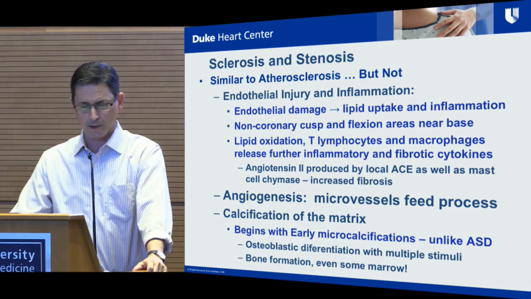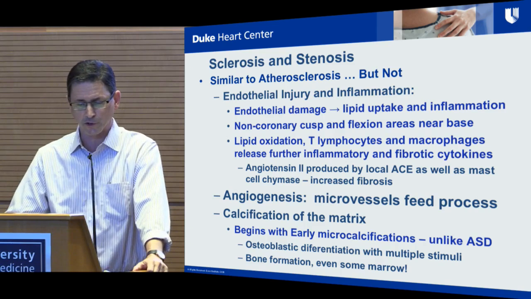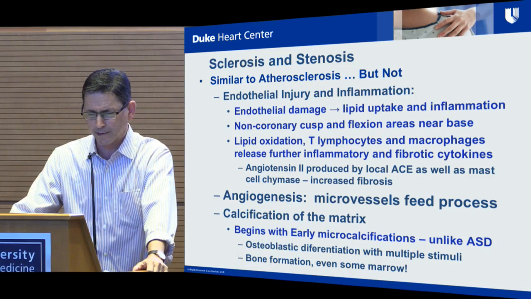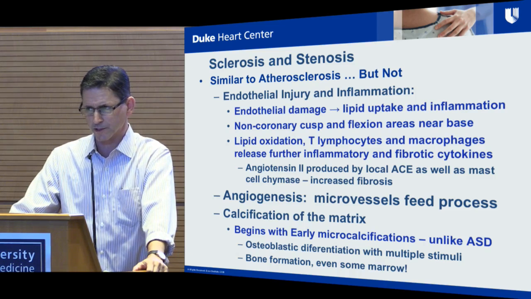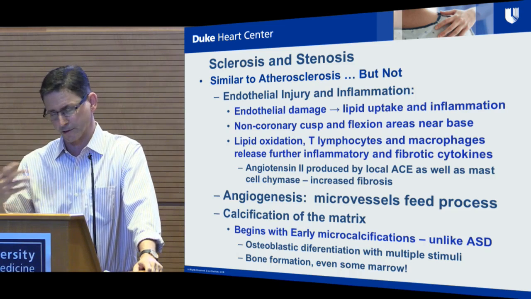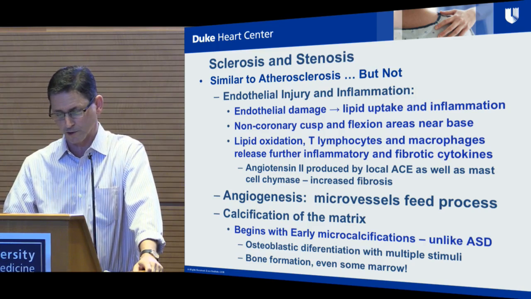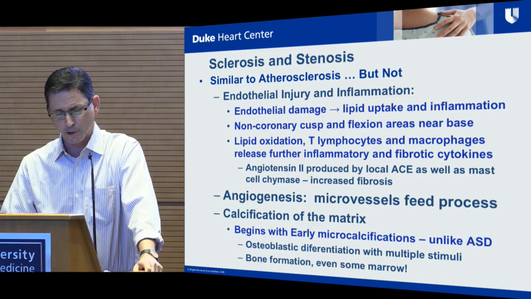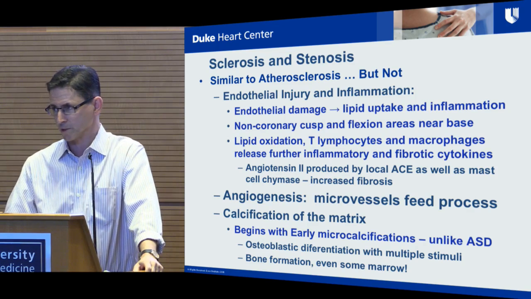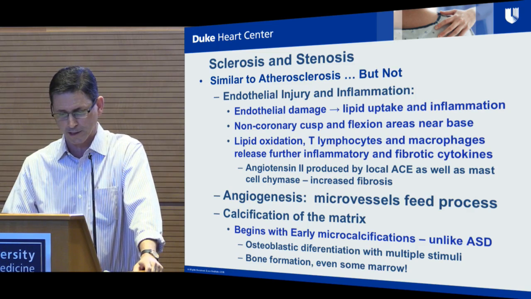But there is endothelial inflammation and injury having to do with both local injury and then just systemic blood pressure and inflammatory states. Again, the non-coronary cusp and flexion areas near the base do see more stress, so they are more prone to injury, and oftentimes you'll see that disease will start and be accelerated or be more severe in these areas. So again, when you're thinking about deploying a device, you have to recognize that it may not be a uniform distribution of disease all around the circumference, and you'll have to consider that certain areas may require a little more attention than others.